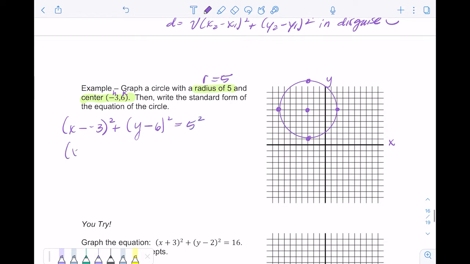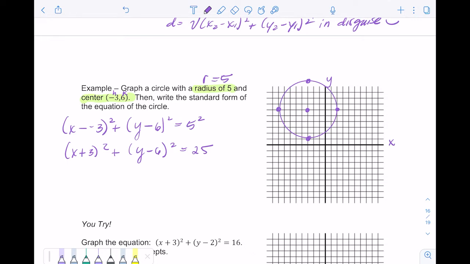So if I clean this up, two negatives make a positive, I get that. And that's my final answer. (x plus 3) squared plus (y minus 6) squared equals 25 is the equation of that circle in standard form.